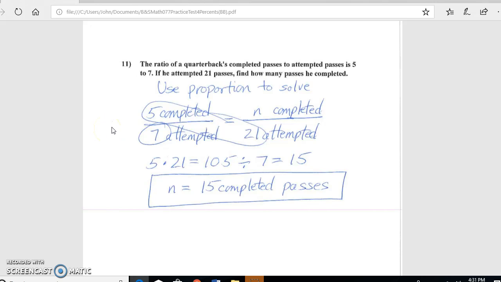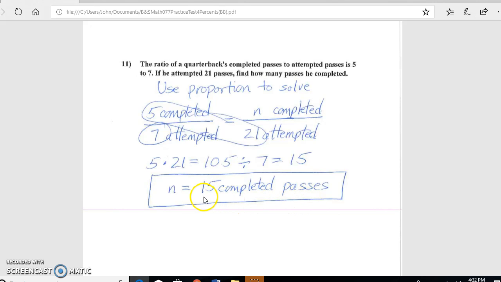We always look for the two numbers that are across from one another, and we multiply. And we have a 5 and a 21. These two numbers are across from one another. We multiply them, we get 105, and then we always divide by the leftover number, the 7, and we end up with 15, and that is the number that we're looking for, the n. So the n is 15 completed passes.